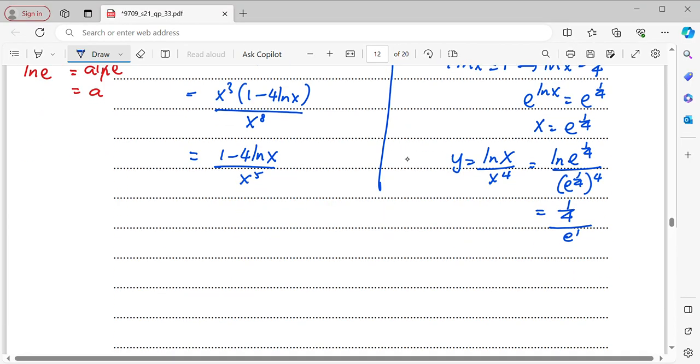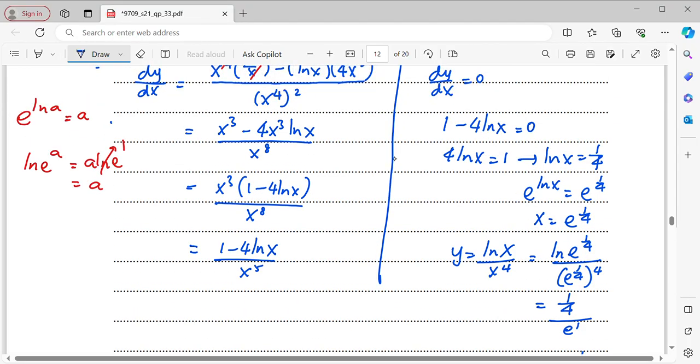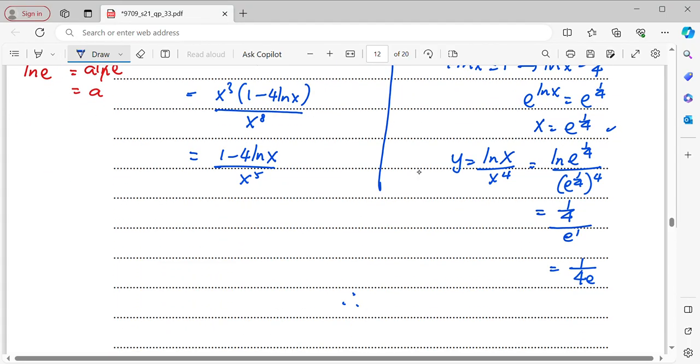So now I will get 1 over 4e, which means you only get one stationary point here because you only found one x. That must be the point M. So my point M has coordinates e to the power of 1 over 4 and 1 over 4e. So that is my solution of this question.